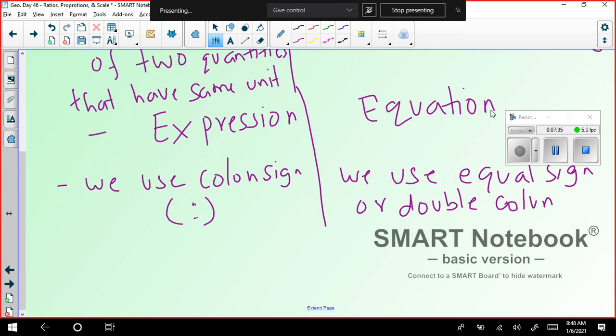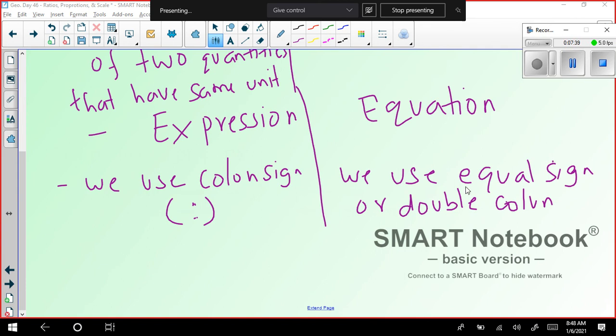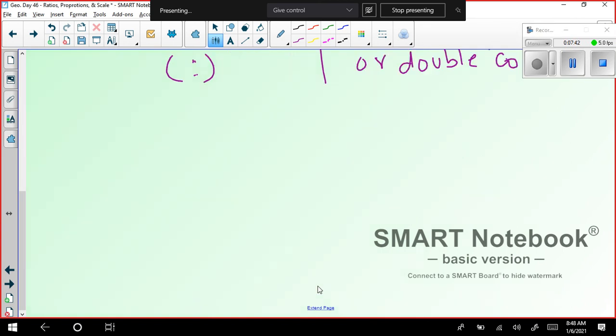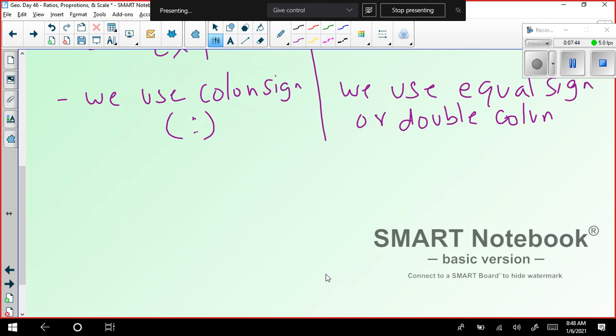So in case of proportion we use these symbols, right? We use the equal sign, which we are familiar with, or we use a double colon of this type, where we have four dots instead of two.